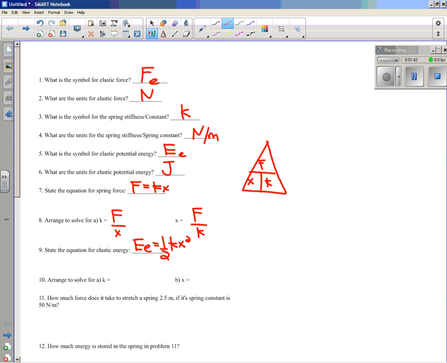Solving that for k is a little more complicated because I have to move the 2 up and move the x over also, and it becomes 2 times the elastic potential energy divided by x squared, which is kind of messy looking. Solving for x is even trickier because we have to square root to isolate x. It's 2 times the elastic energy divided by the spring constant, and root to get rid of the squared. It's very similar to solving for v when you're looking at kinetic energy, so you've done ones that tricky before.